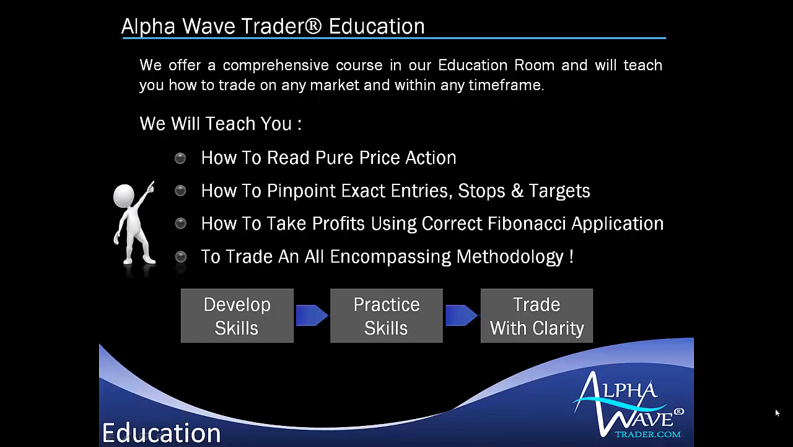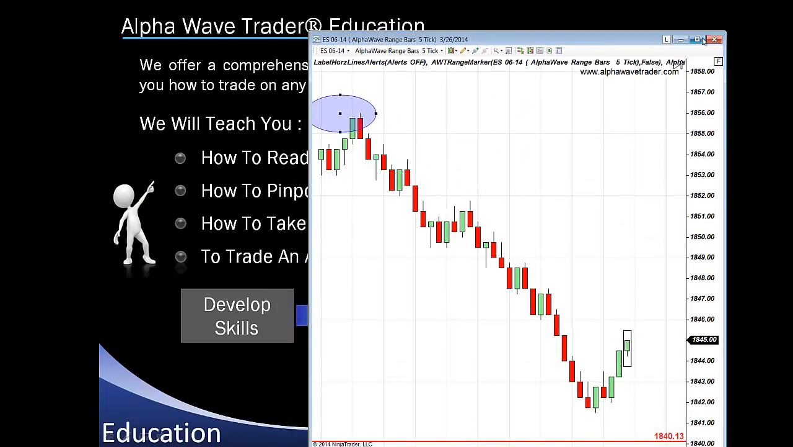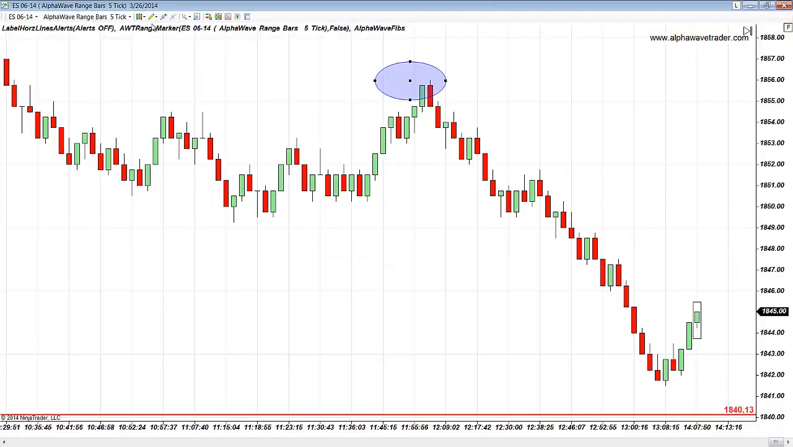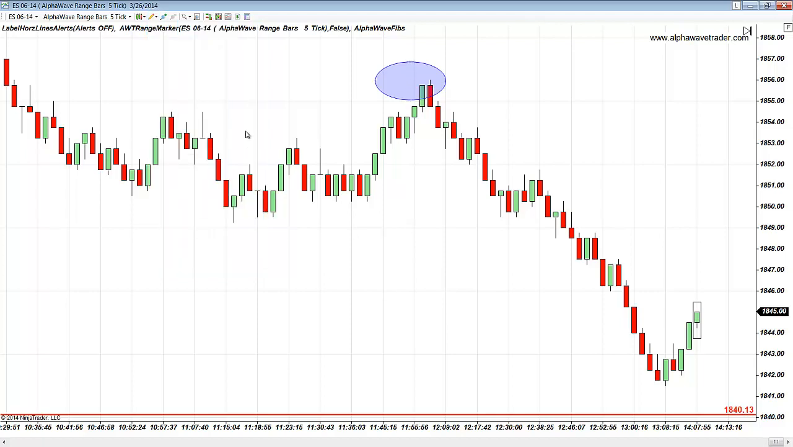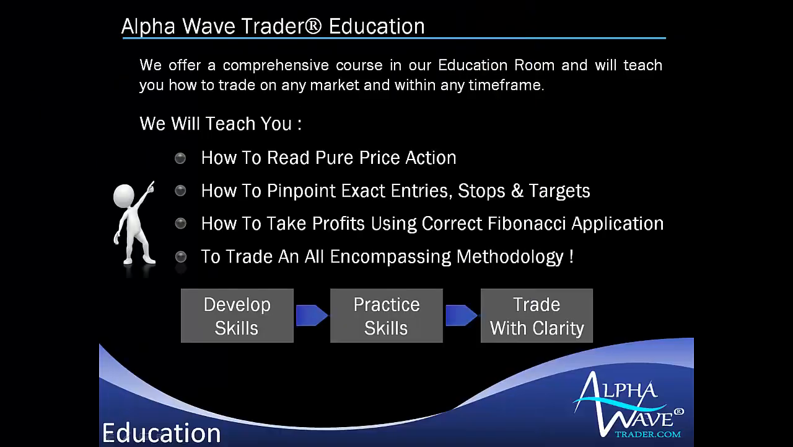Pretty please, I trade pure price. I don't use any indicators, none whatsoever. On the magnificent, beautiful Ninja platform, it's free. You have plenty of Fibonacci tools. It costs you nothing. Our students trade on TradeStation, Sierra Charts, MT4, MetaStock, platforms I've never even heard of. That's the whole point of the webinar.